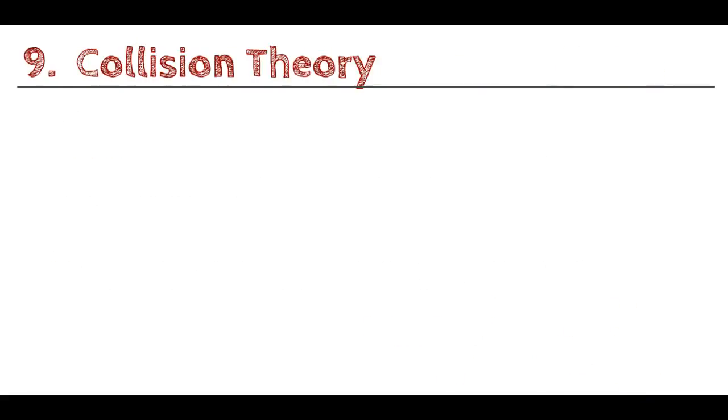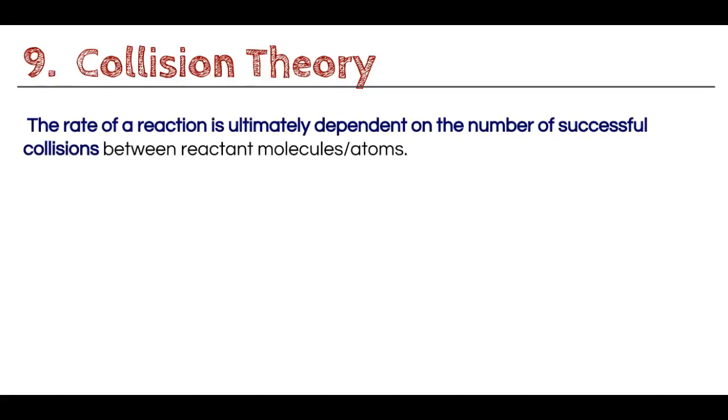All right, so our next topic is collision theory. Collision theory is a theory that discusses basically how reactions happen at the molecular level. Collision theory also states that the rate of a reaction is basically dependent on how many collisions occur between reactant molecules or atoms, successful ones that is. And so we're going to talk about what it means for a reaction to be successful.